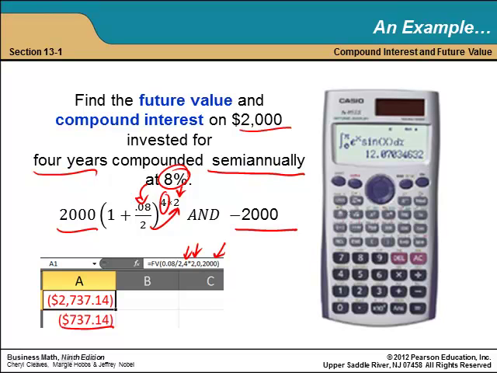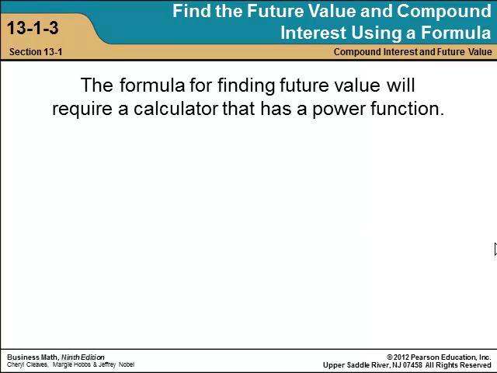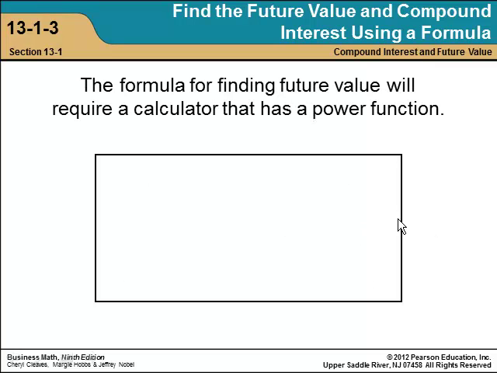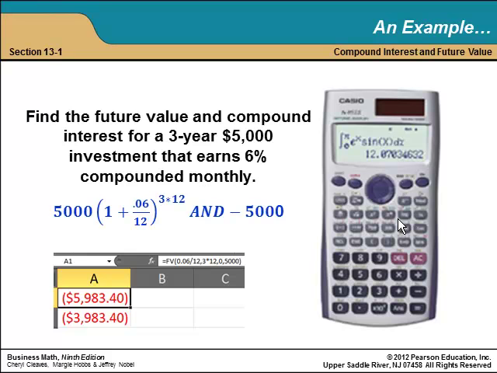$2,737.14. Notice you have to use the fraction key on your calculator when you get to this spot right here, and your to the key right here for that other part. Okay. So, 3 years, $5,000 investment, 6% compounded monthly, right? So we divide by 12 and we multiply by 12. Subtract the 5,000, you get $3,983.40 worth of.